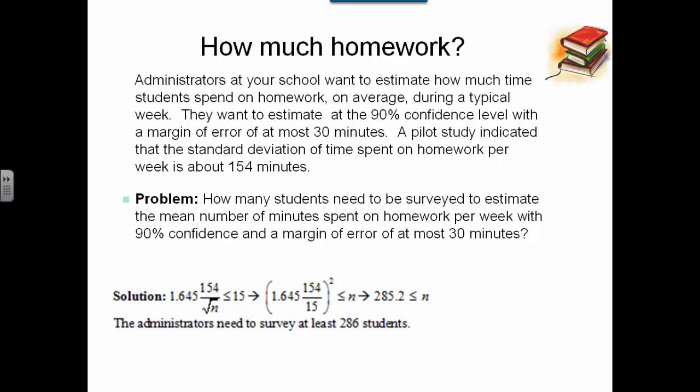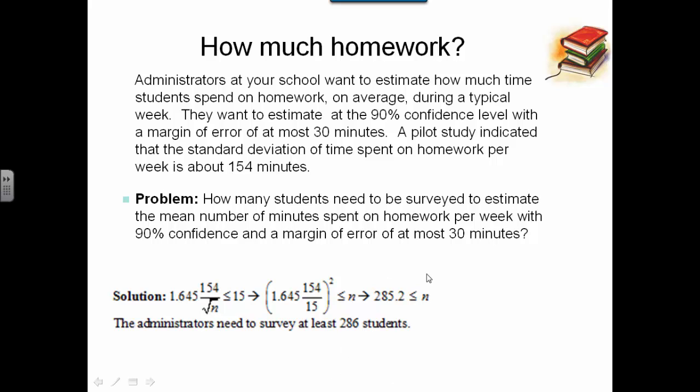Administrators at your school want to estimate how much time students spend on homework on average during a typical week. They want to estimate at the 90% confidence level with a margin of error of at most 30 minutes. A pilot study indicated the standard deviation of time spent on homework per week is about 154 minutes. How many students need to be surveyed to estimate the mean number of minutes spent on homework per week with 90% confidence and a margin of error of at most 30 minutes?